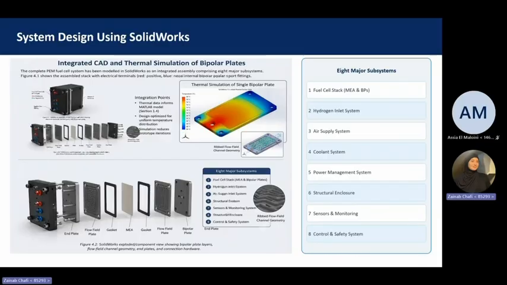This slide shows the overall system designed in SolidWorks. The complete fuel cell consists of 8 major subsystems, each responsible for a specific function. These include the fuel cell stack, hydrogen supply, air supply, the cooling system, power management, structural enclosure, sensors, and the control and safety system. Together, these components allow the fuel cell to operate safely and efficiently.